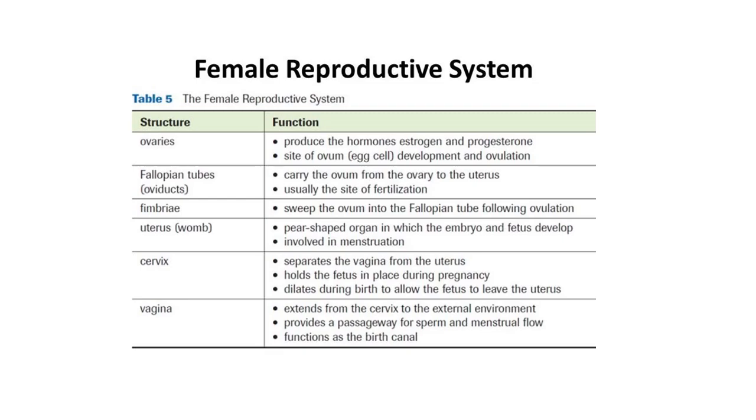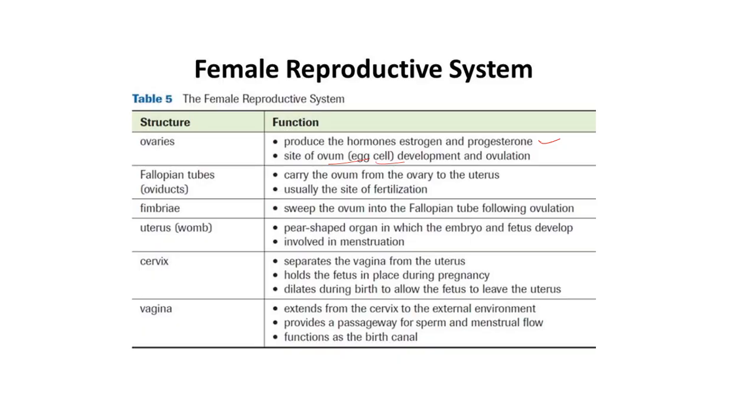Now we'll see the overall functions of the structures. The ovary produces the female hormones, that is estrogen and progesterone. It is also the site of ovulation, and it produces the ovum or egg cell.